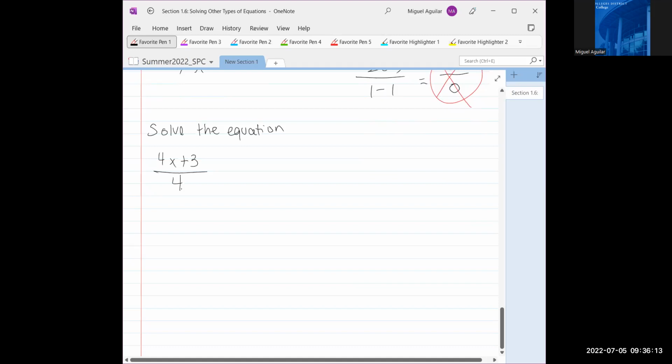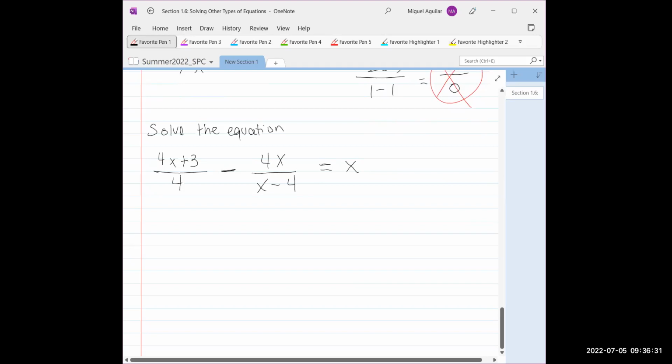That's a rational expression. It doesn't seem to cause any problems because there's not a variable in the denominator, actually. But we might have something like minus 4x over x minus 4 is equal to x. Remember, expressions don't have an equal sign, equations do. So this is our first rational equation.